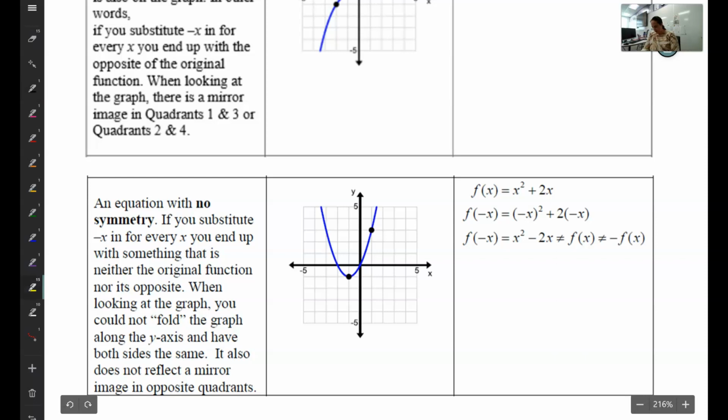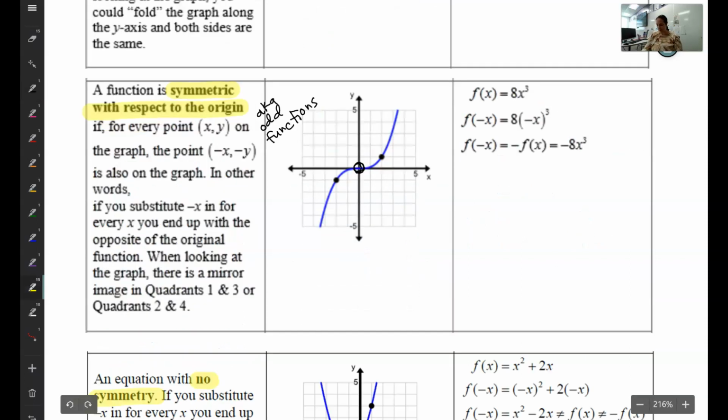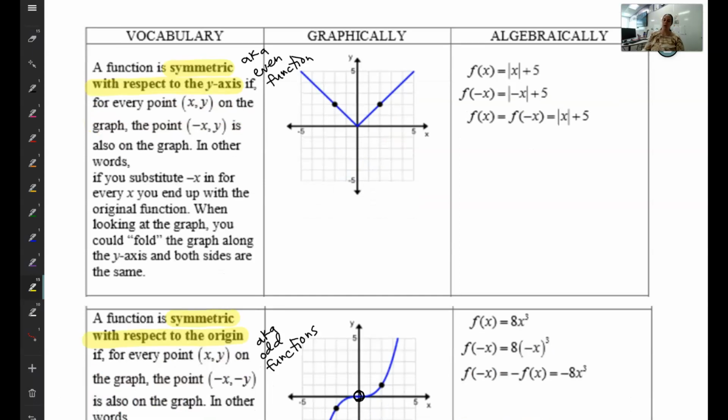Last one, it can also have no symmetry. None of the above, and that's okay. So that is all our vocabulary for this chapter. We'll go over some examples and apply that vocabulary in the next video.